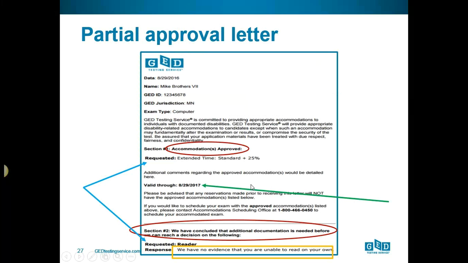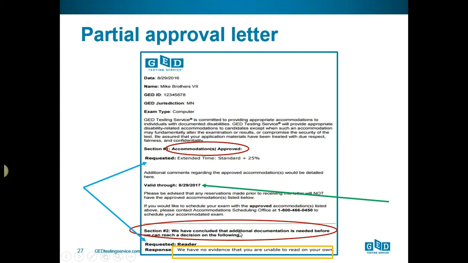What I have here is an example of a partial approval letter. If you take a look at where the blue arrows are pointing, they're pointing to the request made by the student. The student is requesting 25% extra time and a reader. If you look at the red circles, that indicates the decision made by the accommodations team. The accommodations team has approved the request for 25% extra time. The green arrow indicates how long the student can test with 25% extra time. They have until August 29th of 2017.